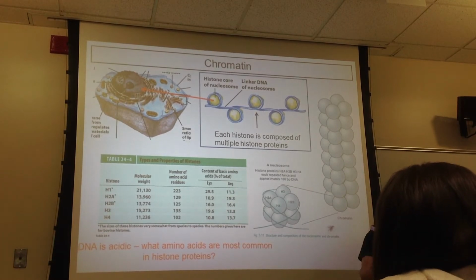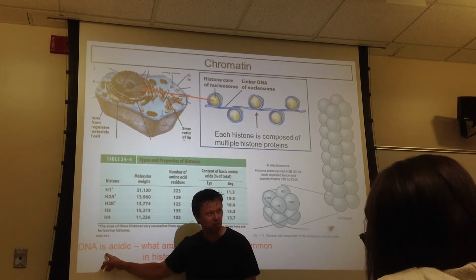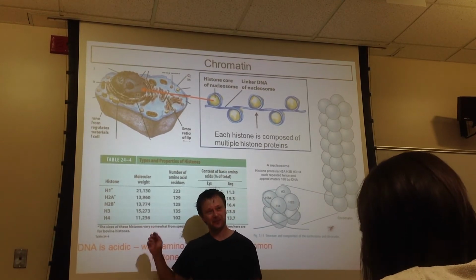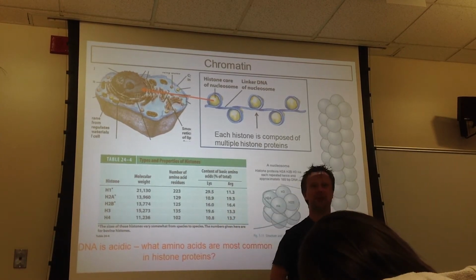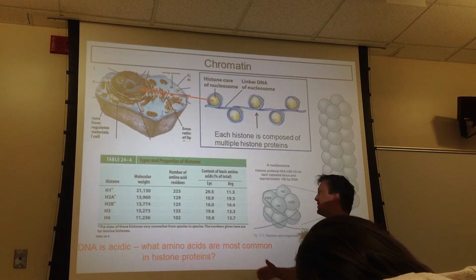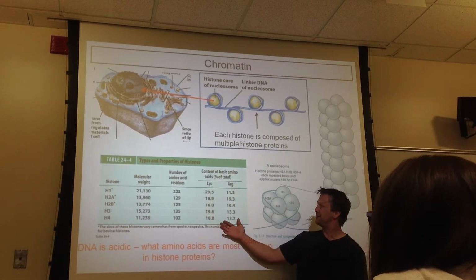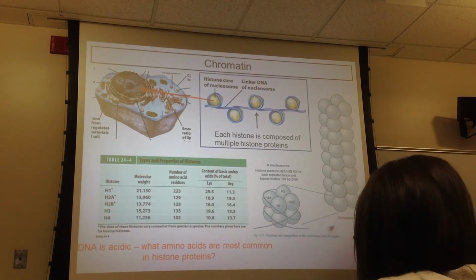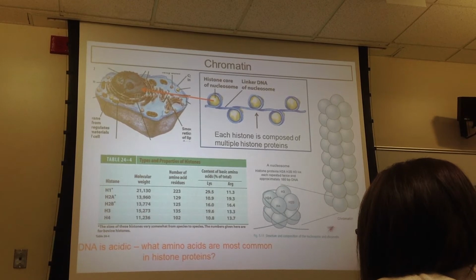Okay, so I left this from the 431 lecture. DNA is acidic, so what amino acids do you think are abundant in the histone proteins that make them stick to DNA so well? Here's a hint. They make a whole special point about the abundance of lysine and arginine. Okay. So I want you to just think about this.